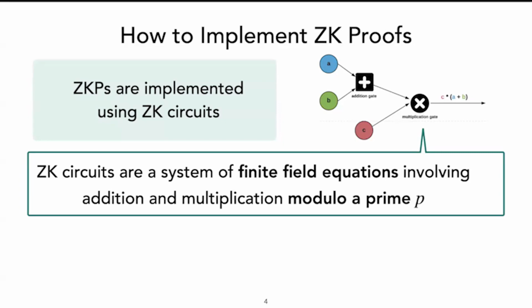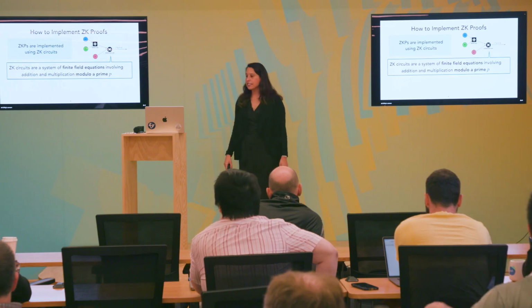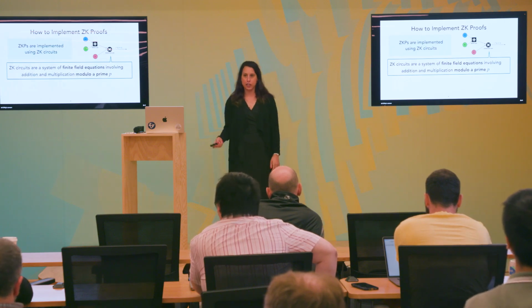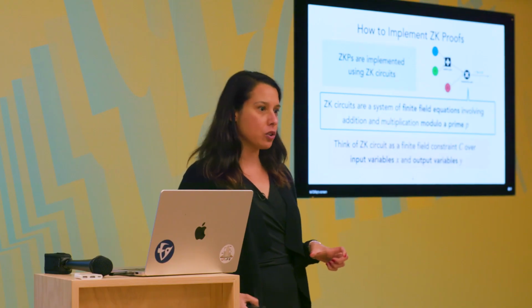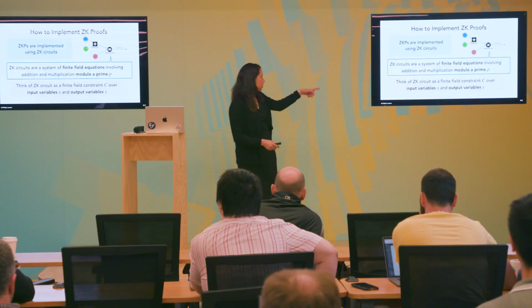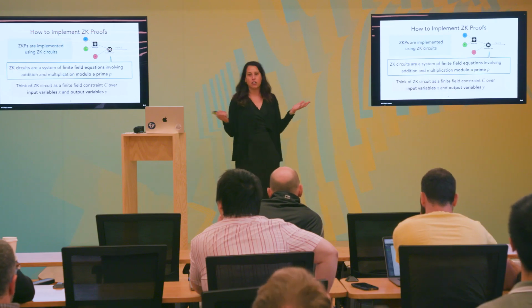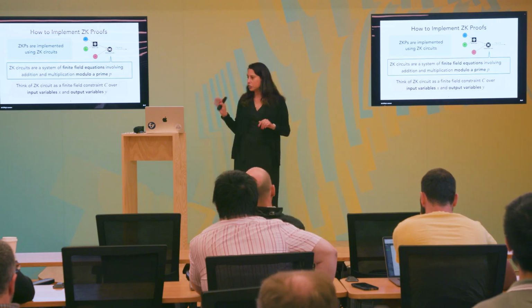So you can essentially think of ZK circuits, as far as this talk is concerned, as a system of finite field equations. I'm going to represent the input variables of the circuit using X and the output variables using Y. In general, circuits also have some intermediate variables, but to simplify things, I'm just going to write a circuit as C(X, Y) and brush the intermediate variables under the rug.